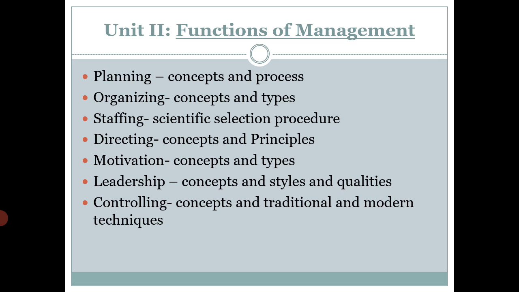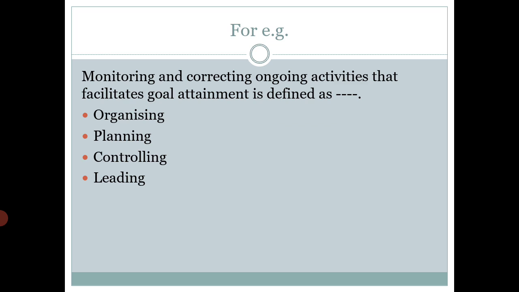For example, if we discuss one of the MCQs related to unit number 2, it will be easier for us to get an idea of unit number 2 MCQs. Monitoring and correcting ongoing activities that facilitates goal attainment is defined as. There are four functions given as options for this question: organizing, planning, controlling, and leading.